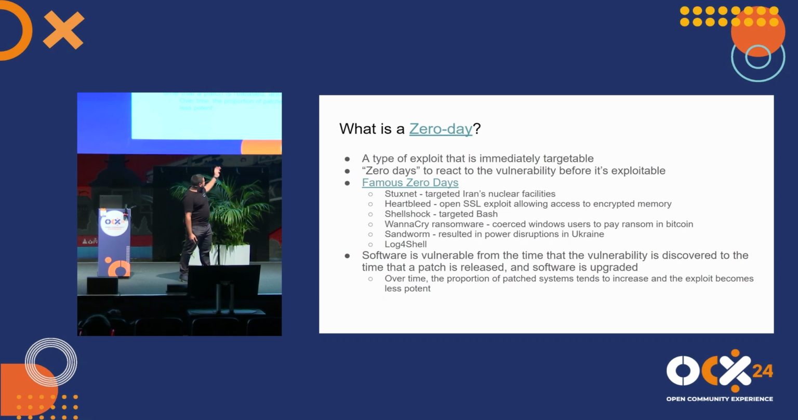And as you can see, they have some real world implications, right? Iran's nuclear facilities were shut down. Ukraine had power disruptions. So these can cause effects way beyond the software sphere into the physical realm as well.